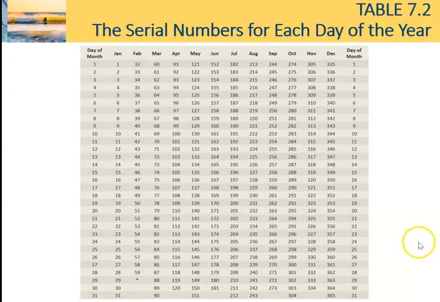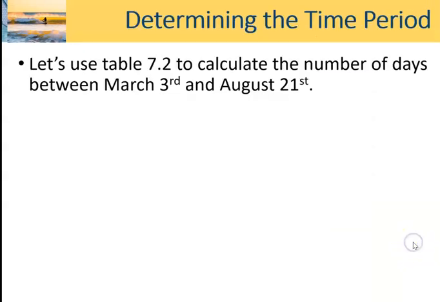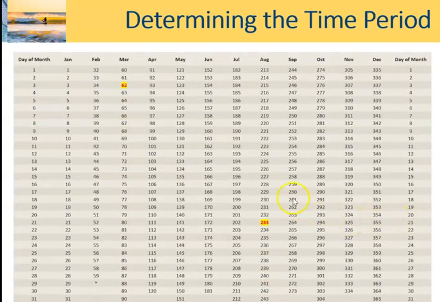Okay, so here is a copy of the table from your textbook. So let's use this. So we have an example. Calculate the number of days between March 3rd and August 21st. So we're going to go on to the table. March, see across the top are all your months, March, and then down the side is the number of days, 3rd, so that's a 62. So that's March 3rd is the 62nd day of the year, okay?